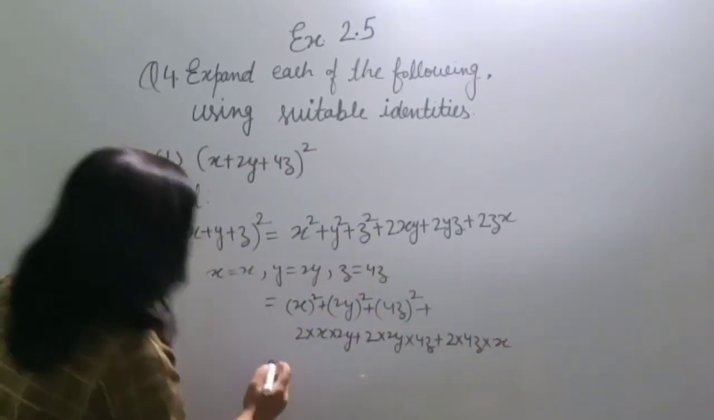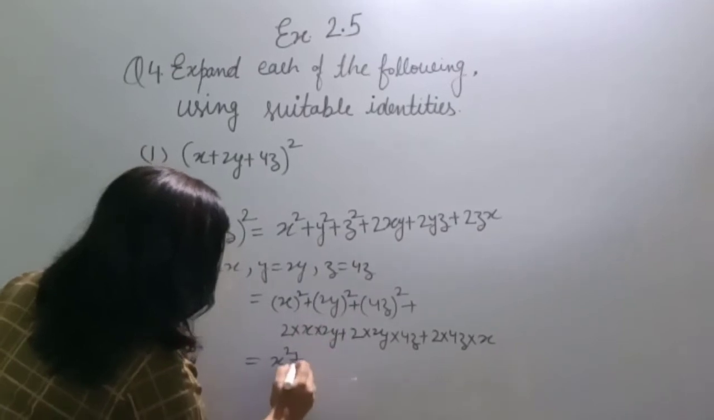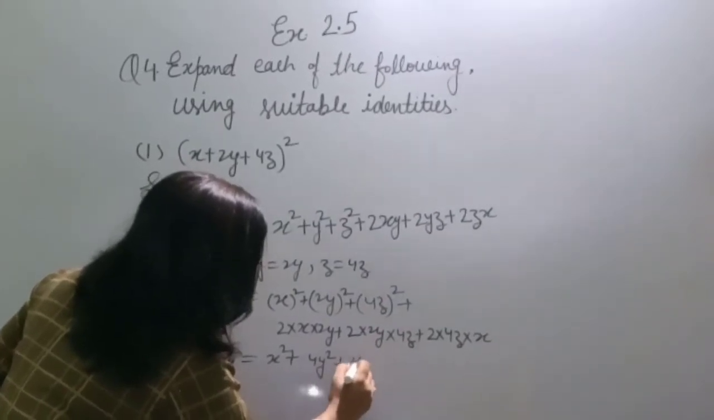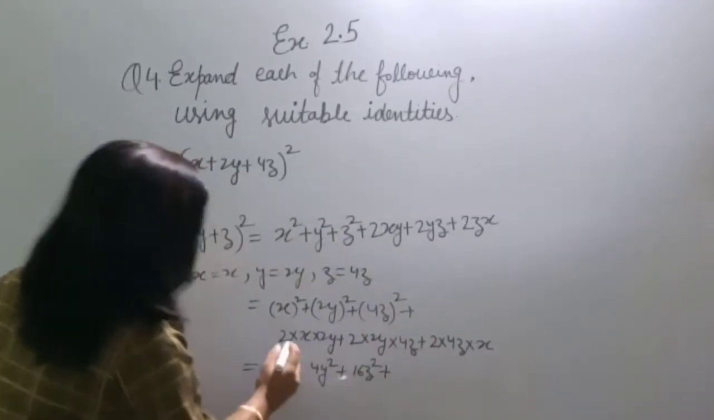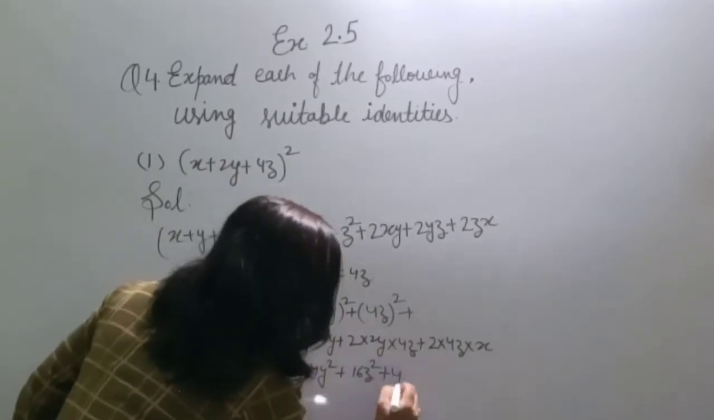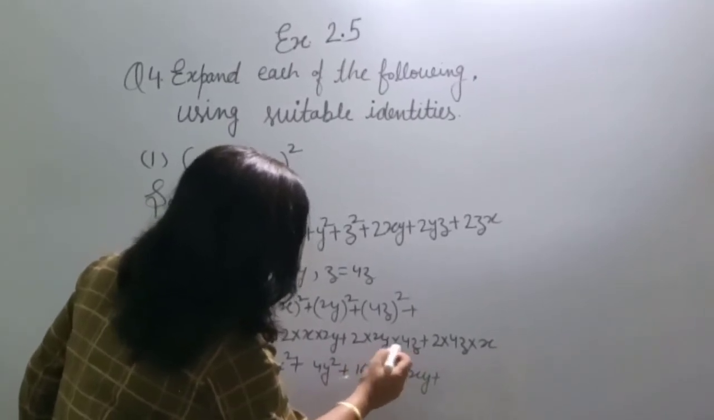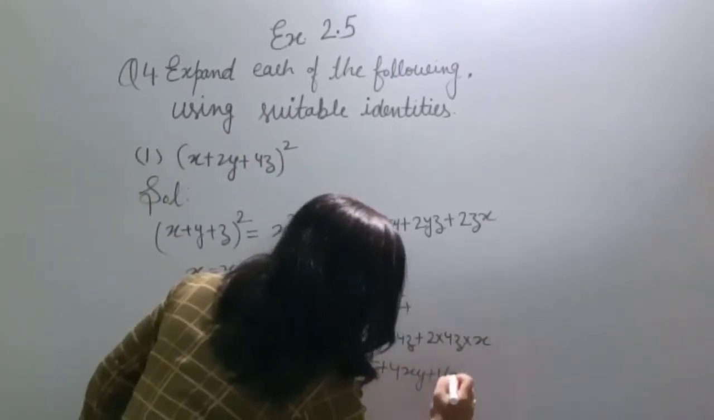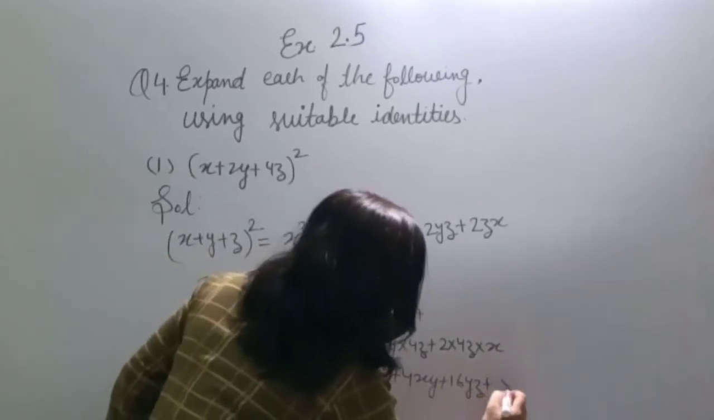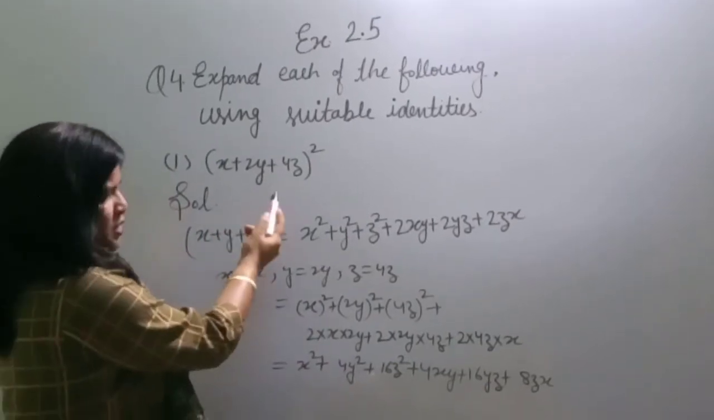Now we will solve this expanded form. We get x² plus (2y)², that means 4y², plus (4z)², that means 16z², plus 2 into x into 2y, that means 2 into 2, 4xy, plus 2 into 2 into 4, that means 16yz, plus 2 into 4, 8zx. So this is the final expanded form of this question.